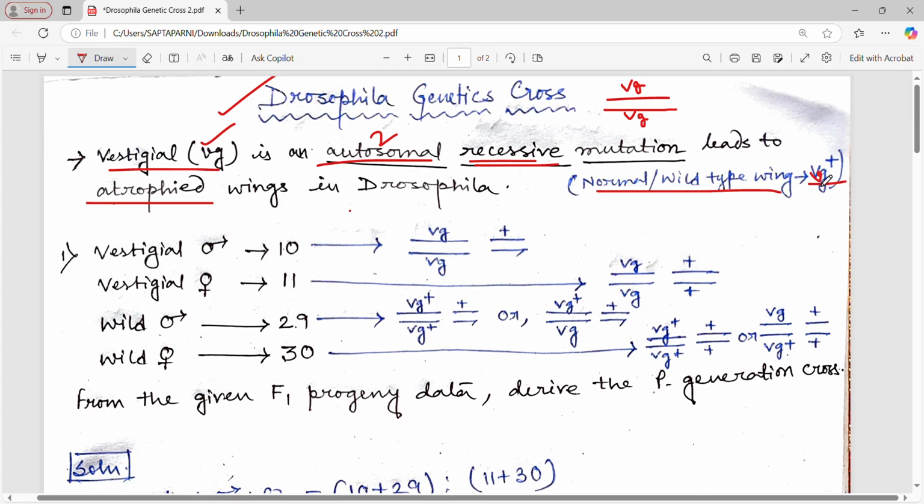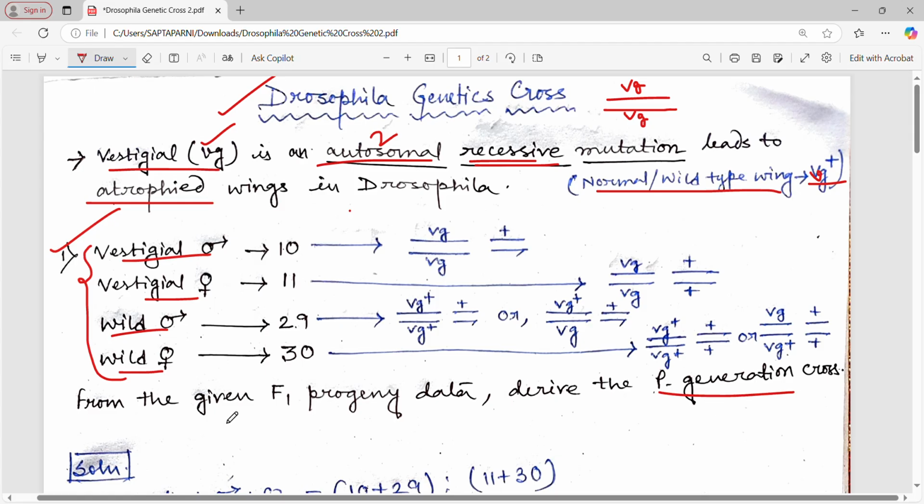Now let's come to questions. The first question asks, these are the F1 progenies and these are their phenotypes and numbers. There are 10 vestigial male, 11 vestigial female, 29 wild type male and 30 wild type female. Now you have to derive the P generation cross from the given F1 progeny data.